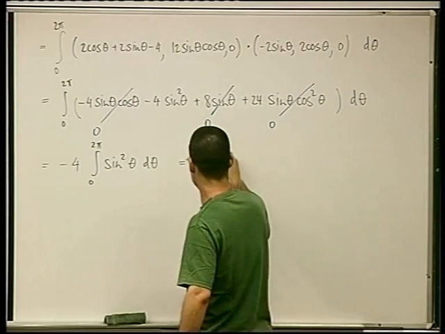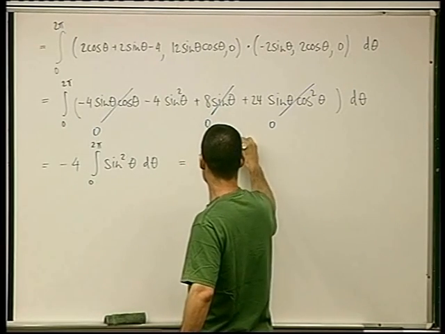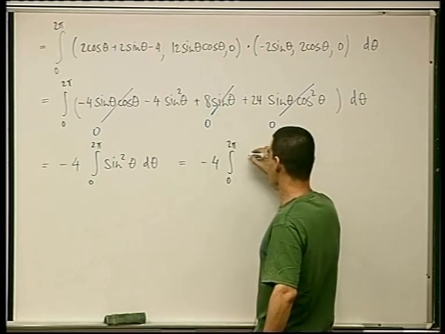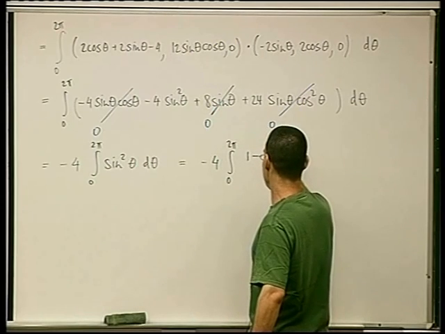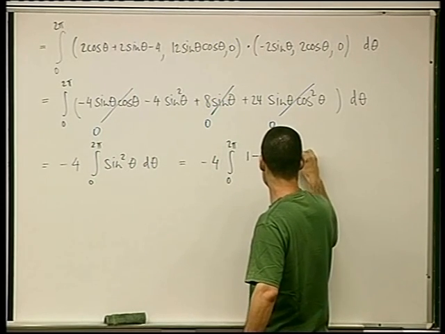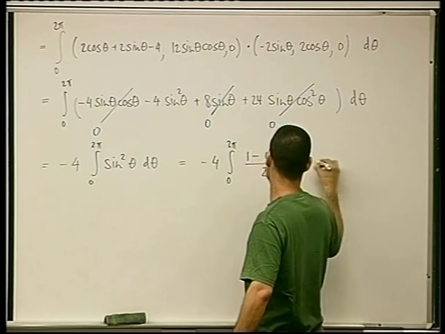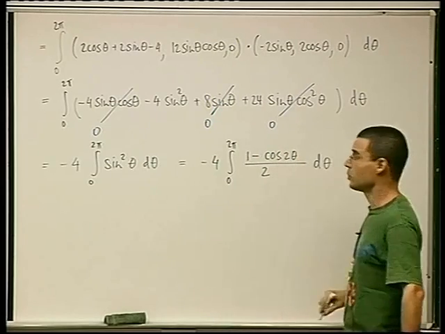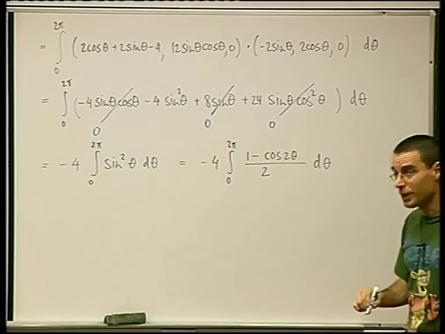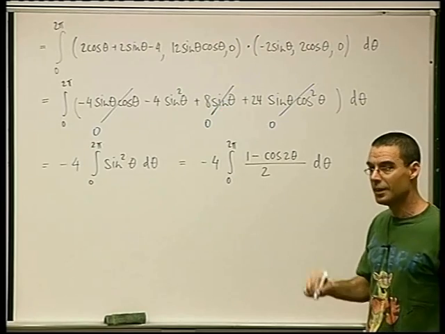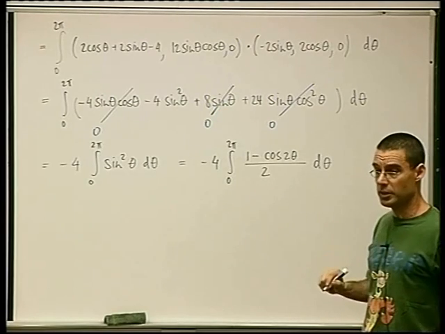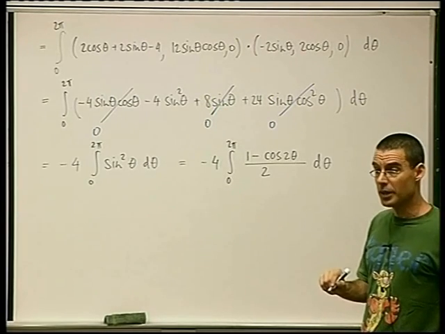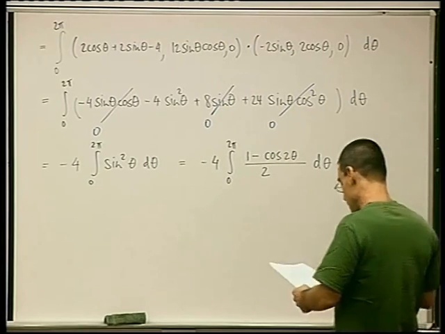Okay, so it's minus 4, the integral from 0 to 2 pi. And the formula for sine squared is 1 minus the cosine of 2 theta, divided by 2. This is not a trick, it's a standard trig formula, and that's how you solve the integral of sine squared. Okay? Trigonometry.